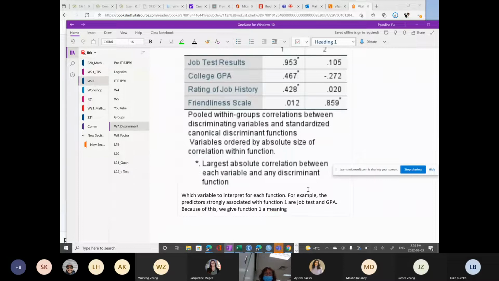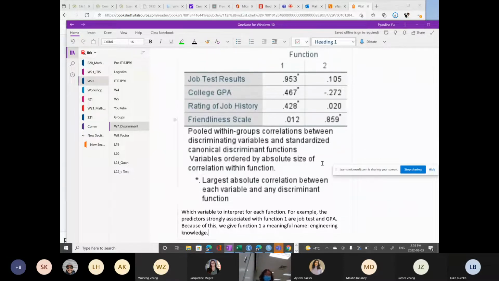We call it engineering knowledge. Function 1 is engineering knowledge because function 1 is associated with job test and GPA. Okay, so I gave you an example for function 1.